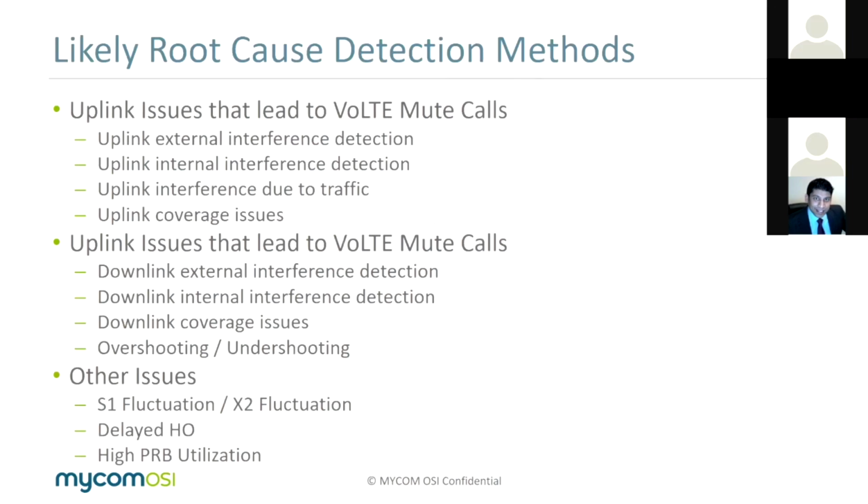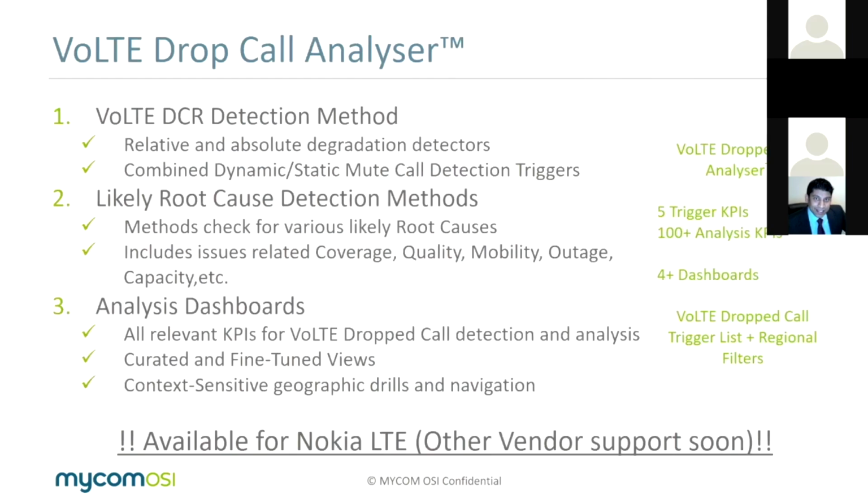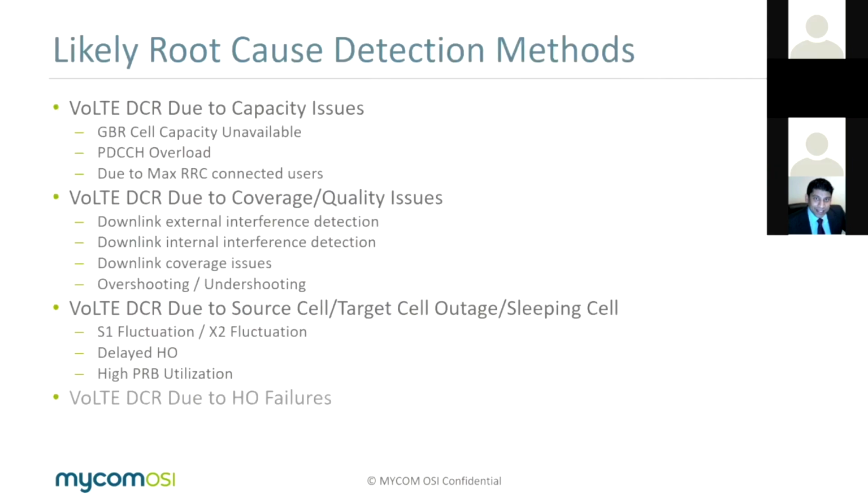As you can see, this includes not only the uplink and downlink issues for external and internal interference and overshooting cells, but also other issues such as S1 fluctuation and X2 fluctuations, ping pong, delayed handover, and high PRB utilization as well. So we've got a whole bunch of methods embedded within this solution, which provides you with a curated list of 5 trigger KPIs, 100 analysis KPIs, and 4+ dashboards for you to identify the problem of these VoLTE mute calls across all vendors, on coverage, quality, mobility, and outage and capacity related KPIs.